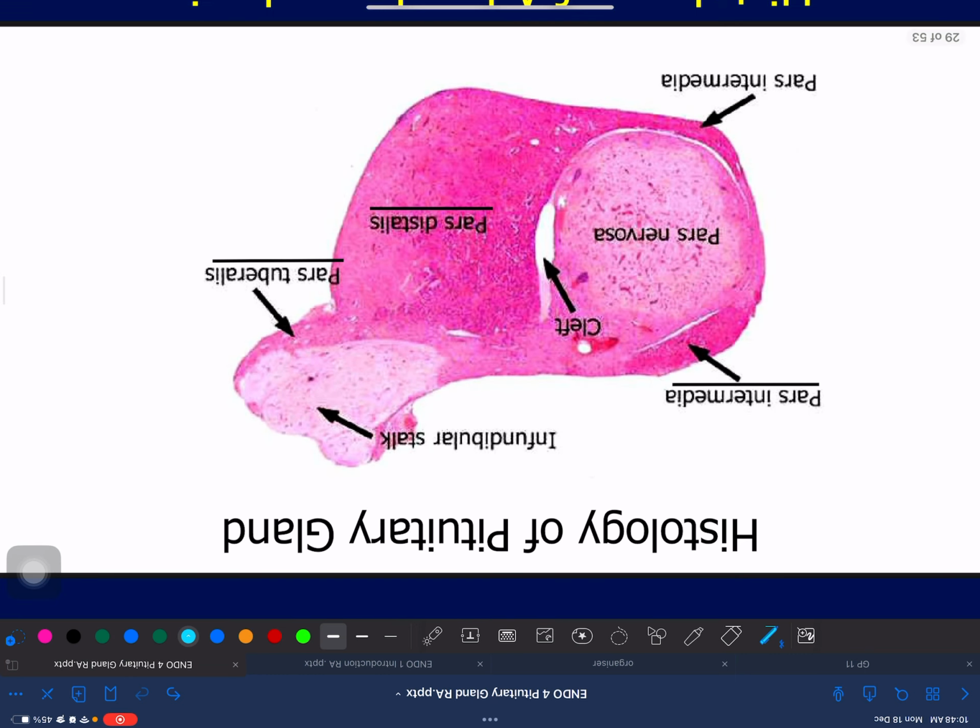Again, you might not see all the parts in the histology slide, but you can see there's an obvious difference of the staining in each pars. Okay, so this is the pars nervosa. This belongs to anterior or posterior? Posterior pituitary. Okay, the pars distalis, the pars tuberalis, and the pars intermedia.